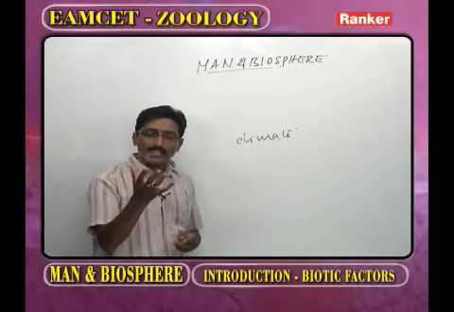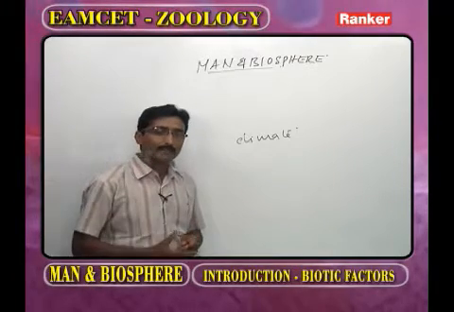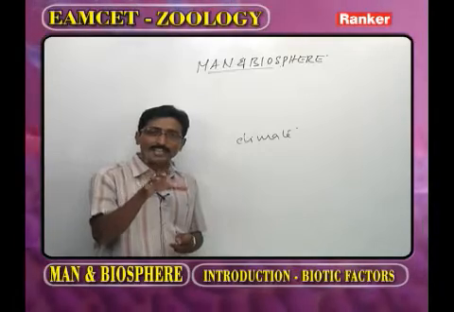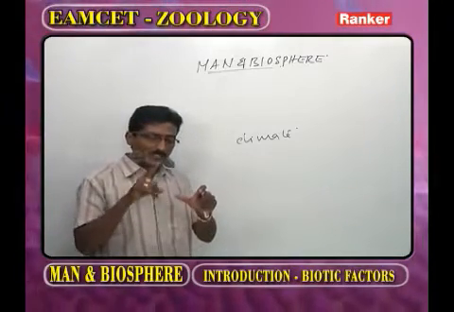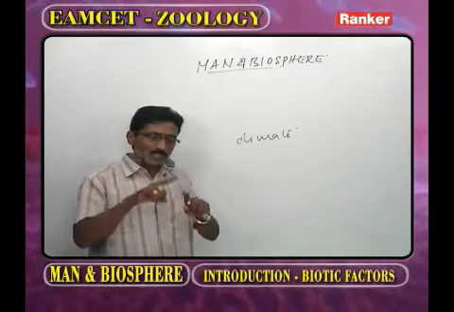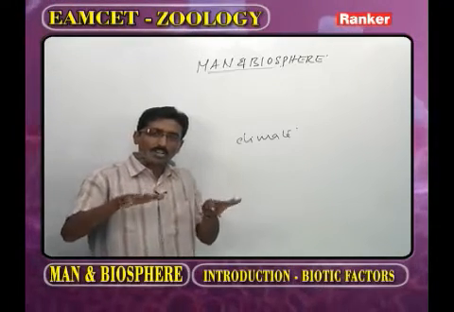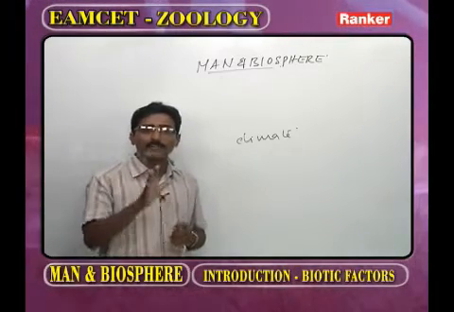All these are combinedly termed as climate. Now, what are the factors that influence the climate? Climate is nothing but the temperature. It is the light, it is the rainfall, it is the humidity, etc. All these are termed as the climate.